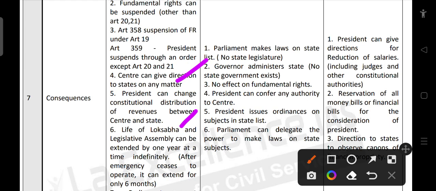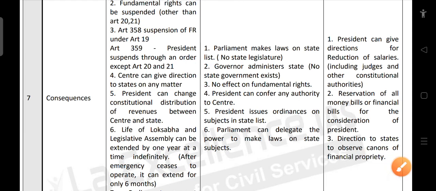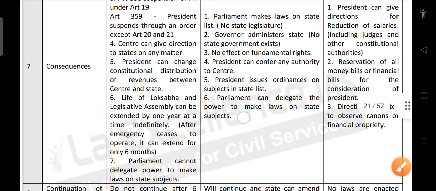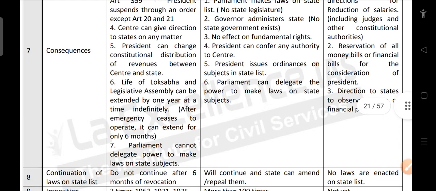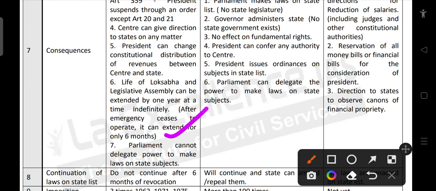The life of the Lok Sabha and Legislative Assembly can be extended by 1 year at a time indefinitely. So the life of the Lok Sabha can be extended. Then after the emergency ceases to operate, it can be extended only by 6 months. So if the Lok Sabha term of 5 years is over, then the next election has to take place, but the election can be delayed by 6 months during the emergency period.